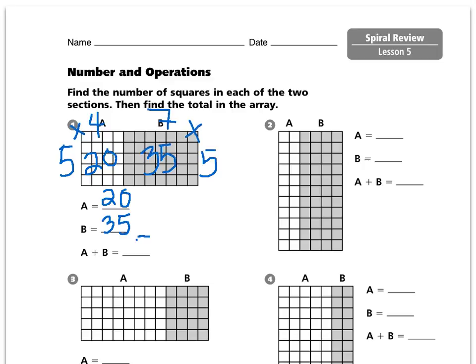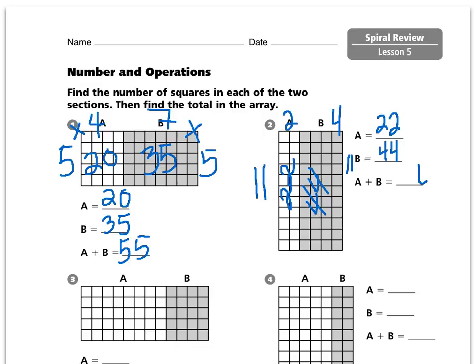0 plus 5 is 5. 2 plus 3 is going to be 5. So my answer is 55 squares. For number 2, I have 11 by 2, and I have an 11 by 4. So I'm going to take that information, and I know that 2 times 11 is going to be 22, and 4 times 11 is going to be 44. Write the information in. Then I'm going to add it up.